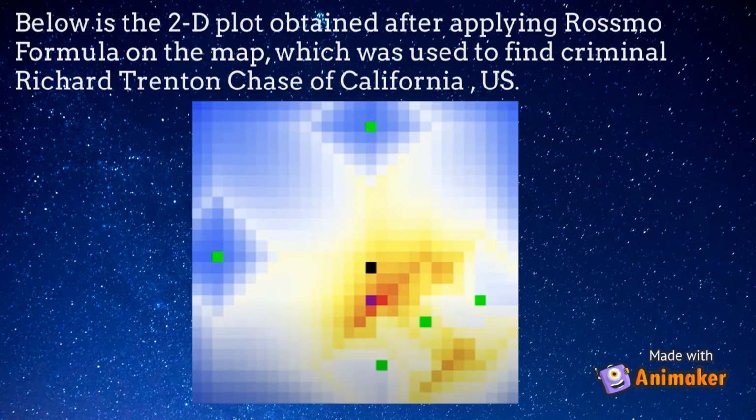Let's understand this plot. Green color describes actual crime sites. Yellow color describes the buffer zone in which there is likely the residence of the criminal. Blue color describes the complementary part to the criminal's residence. Red color describes the maximum probability for the criminal's residence. Purple color describes the criminal's actual residence found by police.